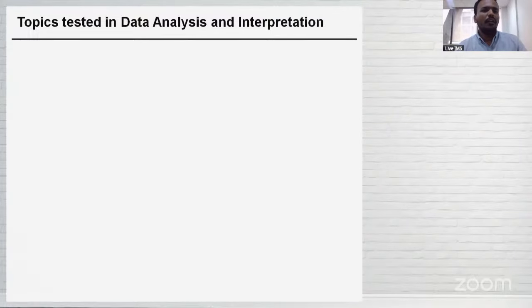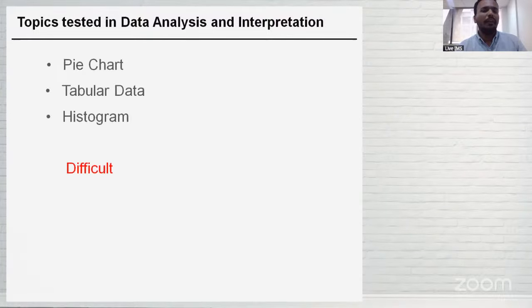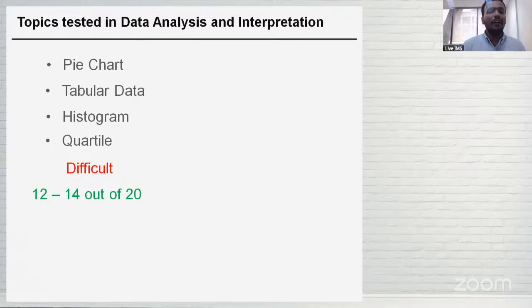Let us talk about the topics tested in data analysis and interpretation. The questions were on pie chart, tabular data, and histogram. This year they have added one question on quartile also. As we talked about in the beginning, this section was on the difficult side, so 12 to 14 questions out of 20 is considered a good attempt. Obviously, the questions were calculation based. For that, the on-screen calculator was offered during the test, and it helped all the students to do the calculations and get through this section.